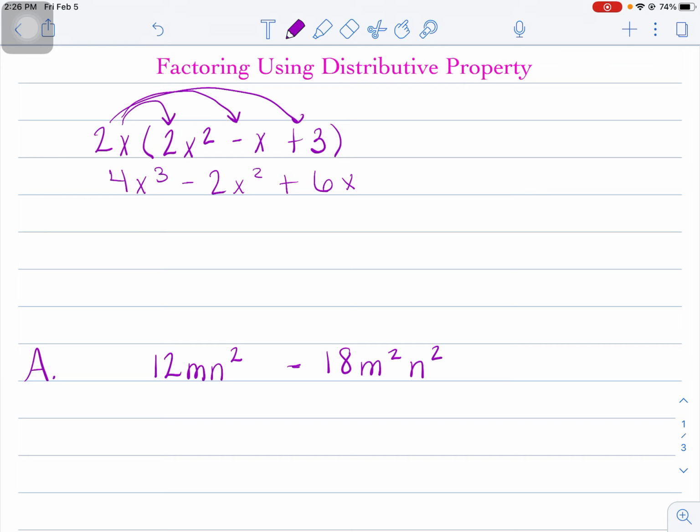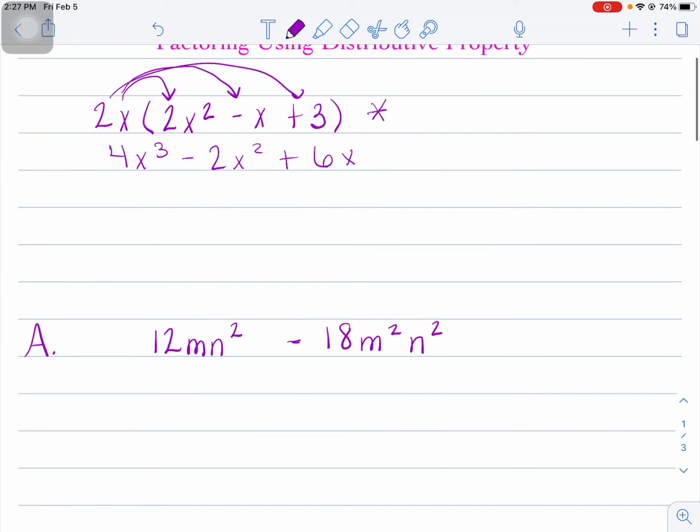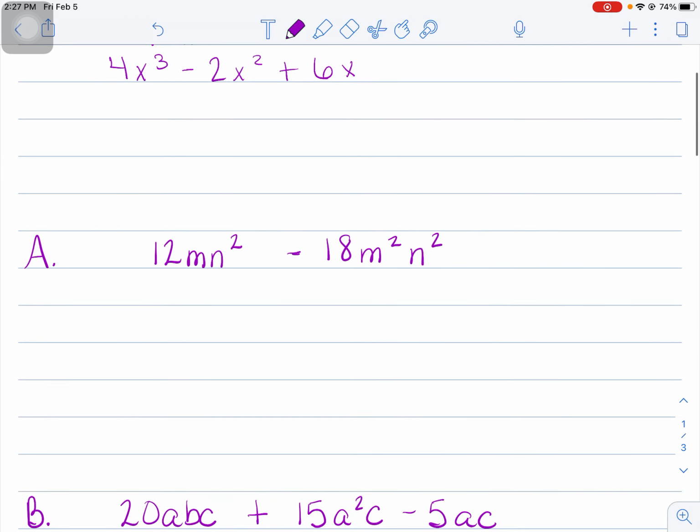We're going to be starting with a problem and working backwards into the factored form. So this here is the factored form when we've pulled out a greatest common factor and then seen what was left. So let's start with A. We have 12mn squared minus 18m squared n squared. So we're going to find the biggest factor that we can pull out.